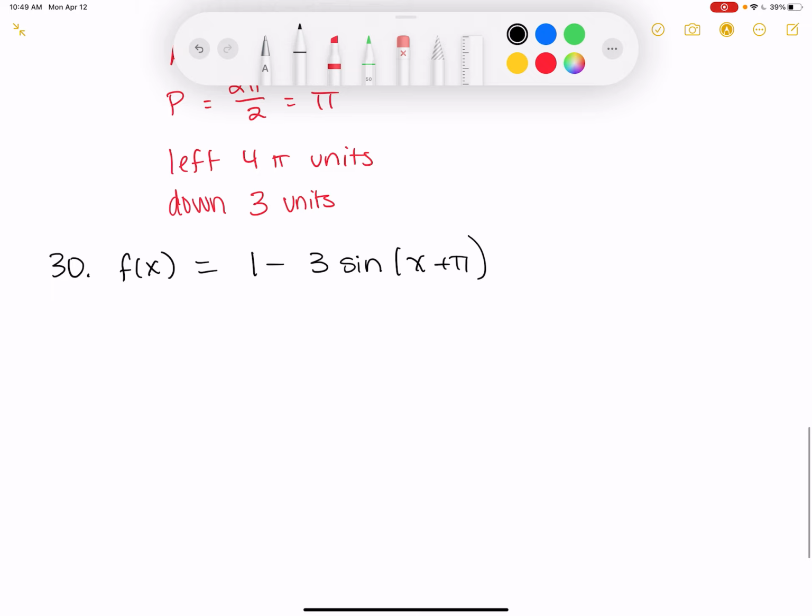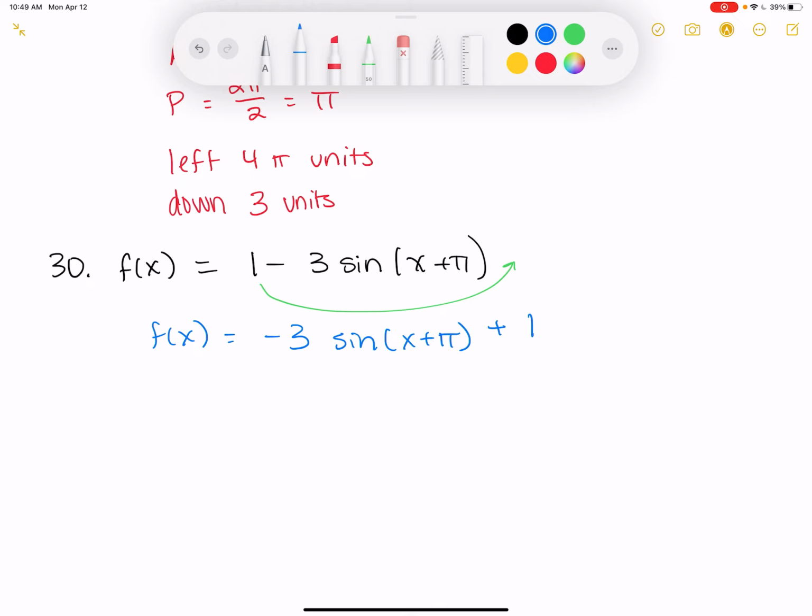So, this is really hard, guys. You just move it. Oh, this requires expert skills. f of x is now equal to negative 3 sine of x plus pi, plus 1. Wow, that was so hard. I did not see that coming.